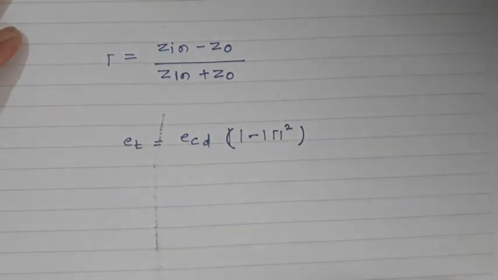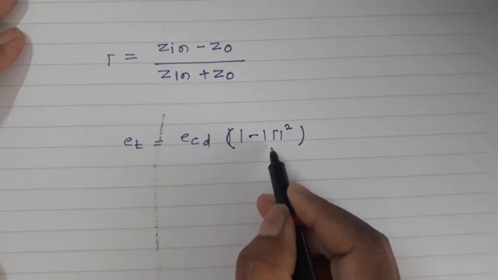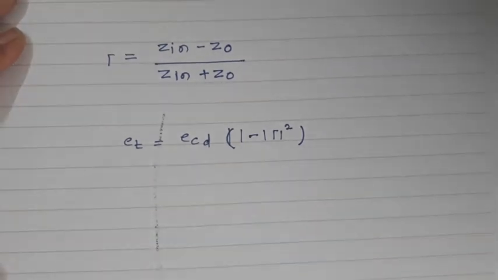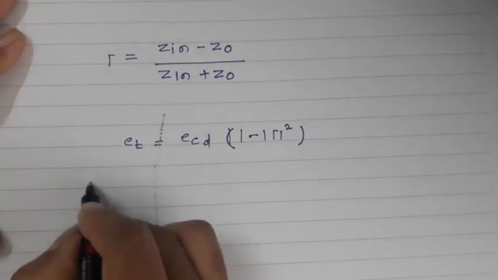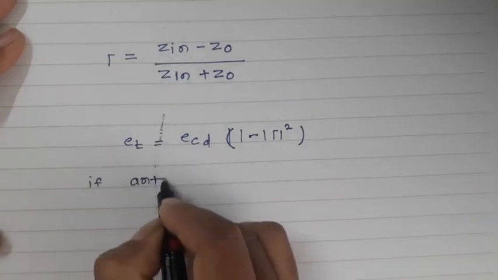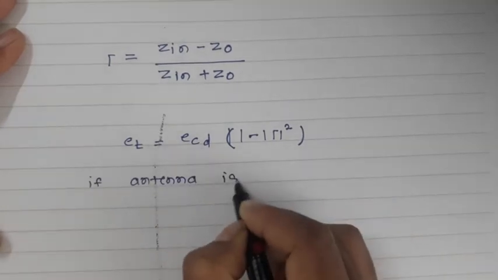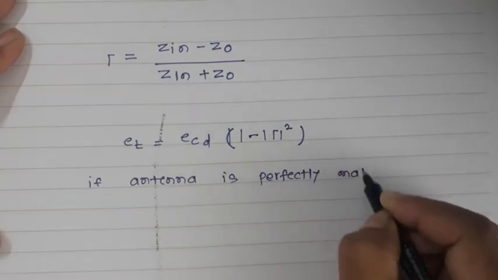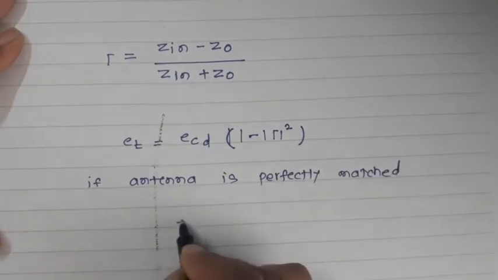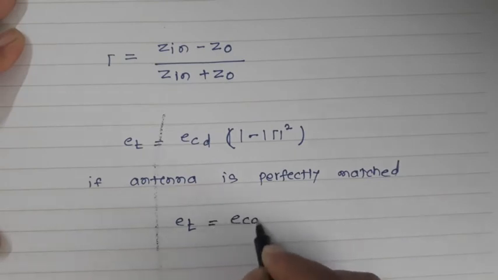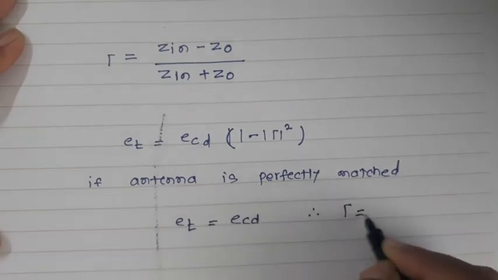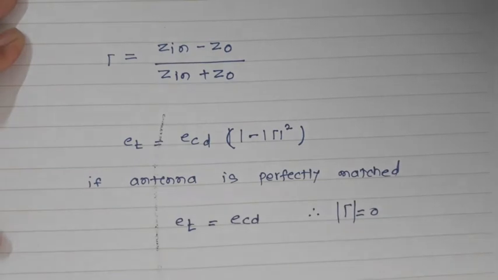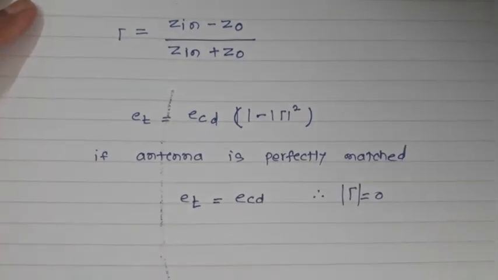So if the antenna is perfectly matched, the reflection coefficient will be 0 and your total efficiency will be equal to ECD. So if the antenna is perfectly matched, ET is equal to ECD as tau is equal to 0. Reflection coefficient will be 0 in this case.